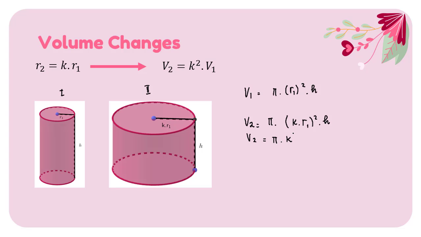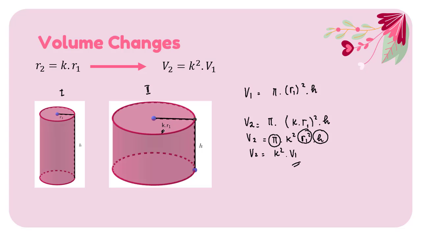V2 is equal to pi times k squared times r1 squared times h. Okay, before we already have pi times r1 squared times h as V1, and also in V2 we got the same, right? And then we can do substitution, pi r1 squared and h into V1. So the volume of the second cylinder is equal to k squared times volume 1. It's proved.